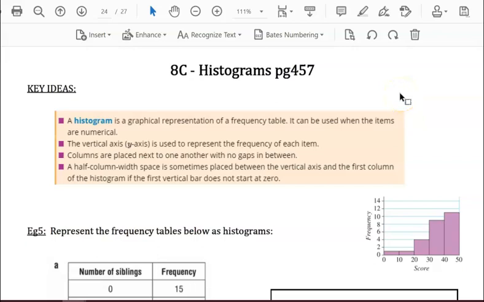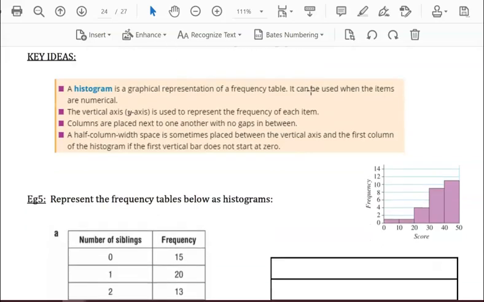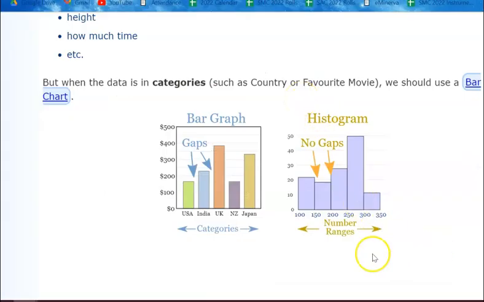All right, histograms. Histograms are a graphical representation of a frequency table. So it represents how many of each data set in a visual manner. You might be thinking they look a lot like column graphs or bar graphs, and I'll just draw your attention to this. The difference is you would use a bar graph or column graph if you have categories like countries or favorite movie or favorite foods, but when we're dealing with numbers and number ranges, that's where our histogram comes into play.